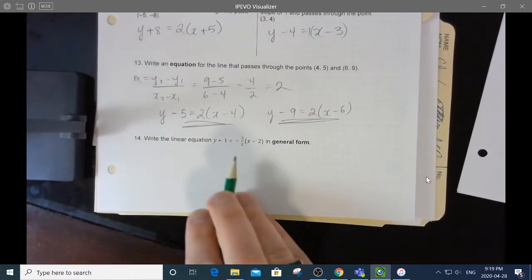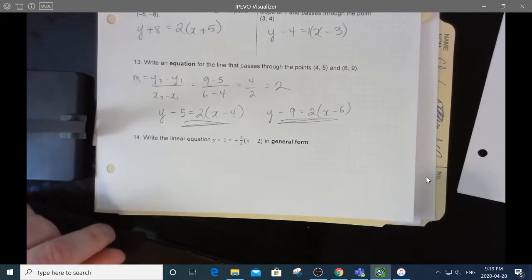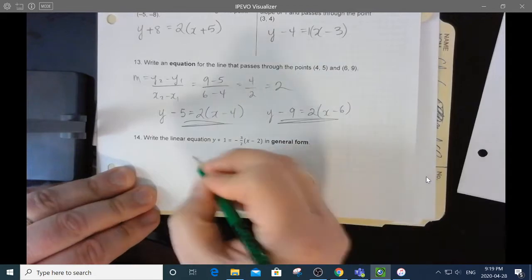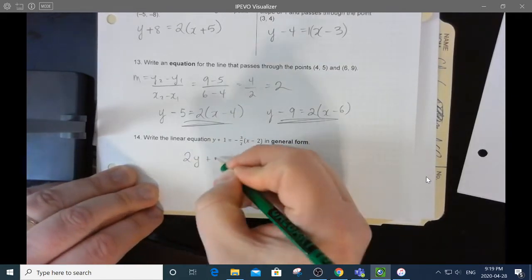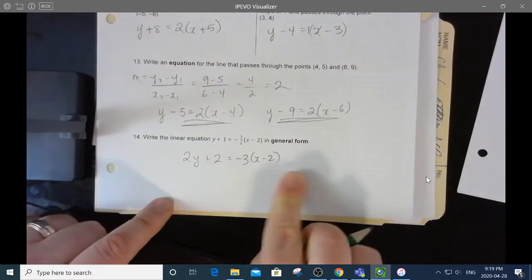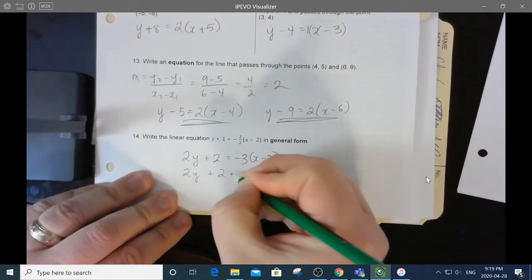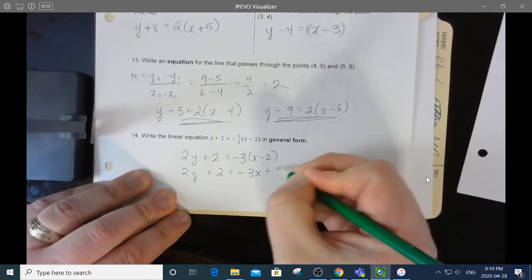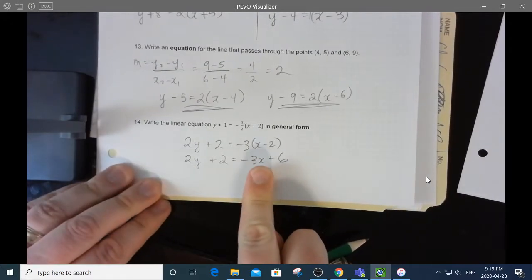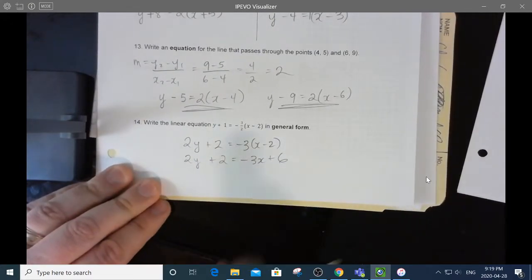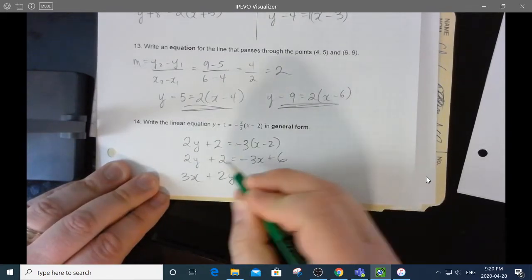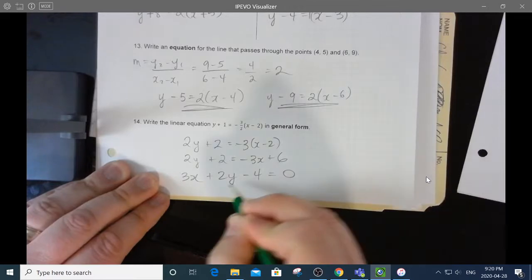Speaking of which, we're supposed to turn that into general form. So let's do that. My first step is I like to get rid of the fraction. So I'm going to times the entire equation by 2. So that's 2y plus 2 is equal to -3 times x minus 2. Then I like to get rid of the bracket by the distributive property. Don't forget a negative times a negative is a positive. Then I do the step called everybody out of the pool. I move these two things to the other side by addition and subtraction. So that's going to be 3x plus 2y, and then I minus 6 from 2, so that's minus 4 equals 0.